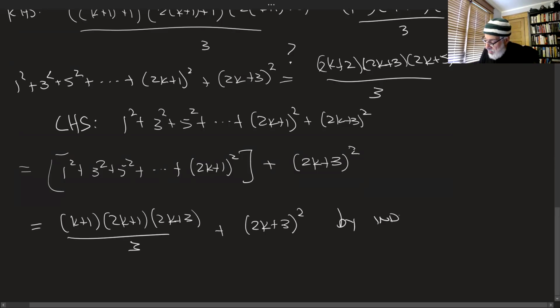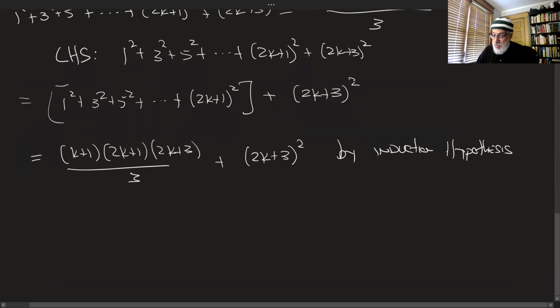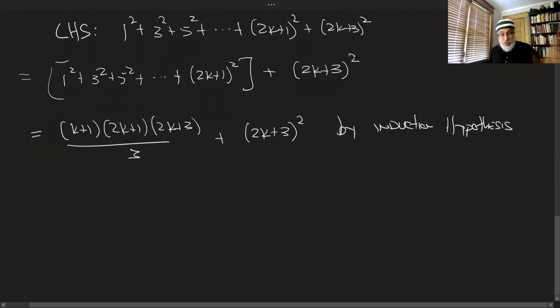So that's what I mean in the beginning when I said if you haven't used your induction hypothesis, you're probably making assumptions you shouldn't have, and your proof is probably going to be incorrect. All right, so we're still on the left-hand side, and our goal is to make this look like the right-hand side. So what we're going to do now is some algebra.